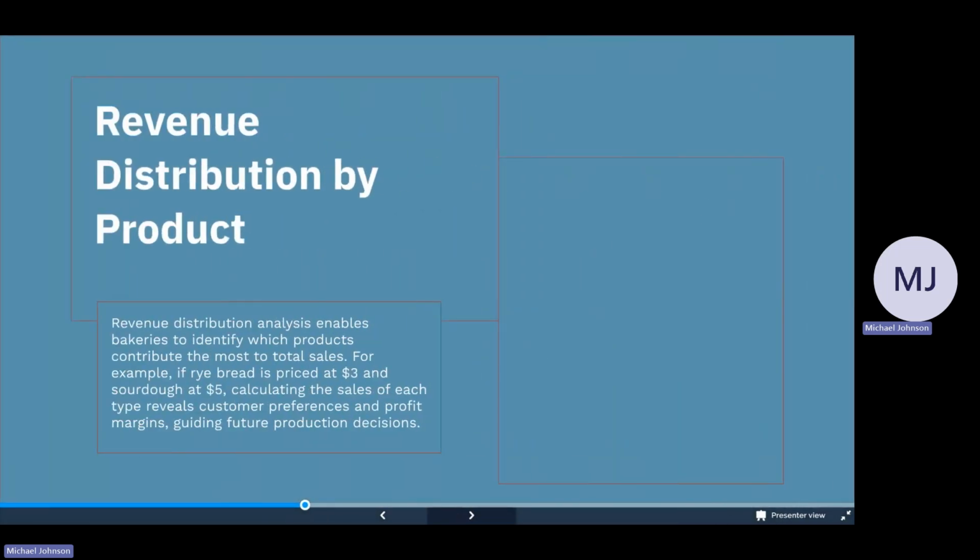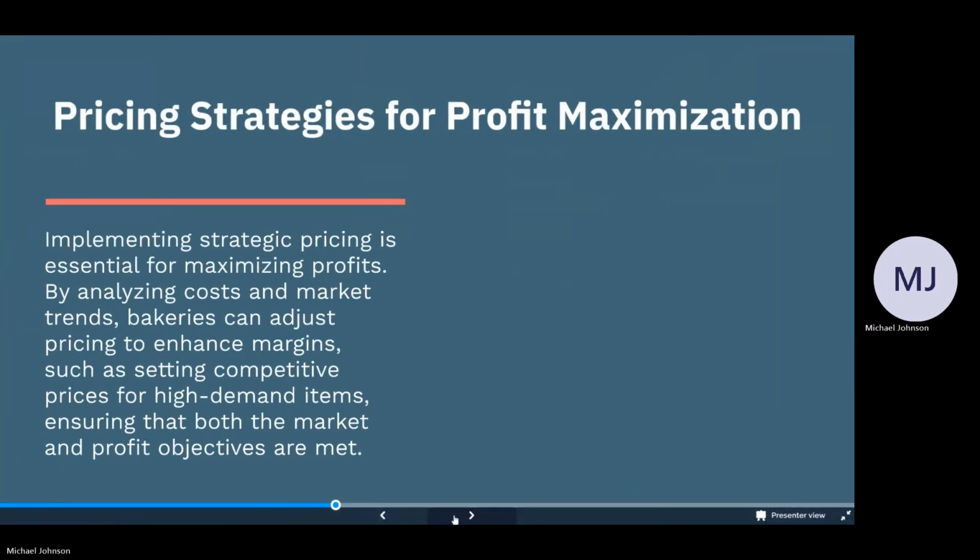Revenue distribution by product. Revenue distribution analysis enables bakeries to identify which products contribute the most to total sales. For example, if rye bread is priced at $3 and sourdough at $5, calculating the sales of each type reveals consumer preferences and profit margins, guiding future production decisions.